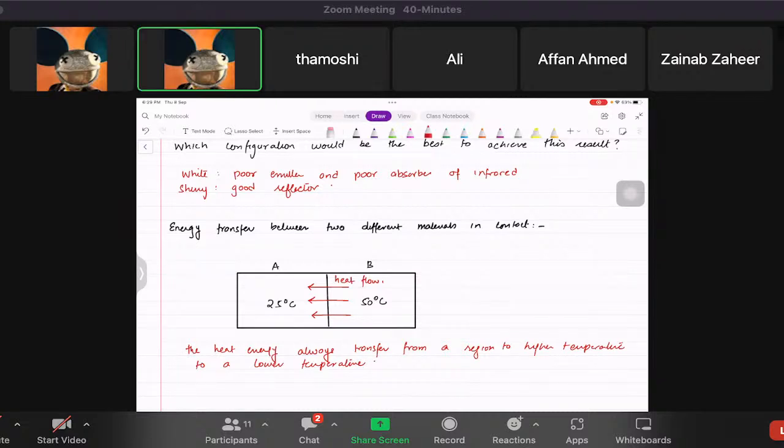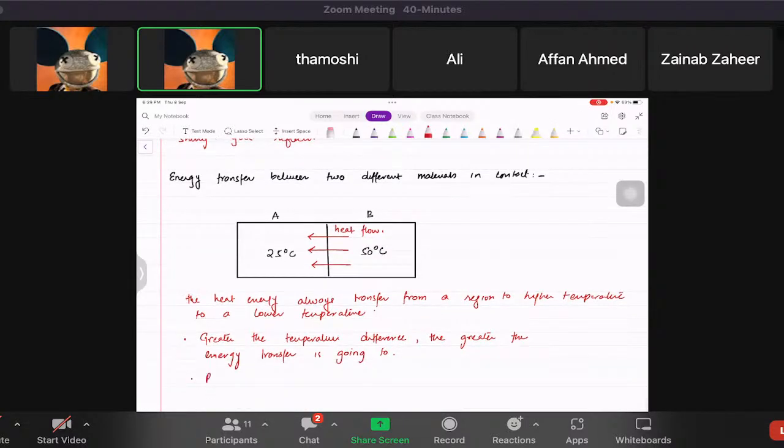Now, you need to understand that the greater the temperature difference is, the greater the energy transfer is going to be. If two objects, one is very cold and one is very hot, the rate of energy transfer would be faster. So the rate of energy transfer depends on, number one, the difference of temperature, and the second thing is the surface area. Let's talk about the surface area now, and then I'm going to ask you one question.